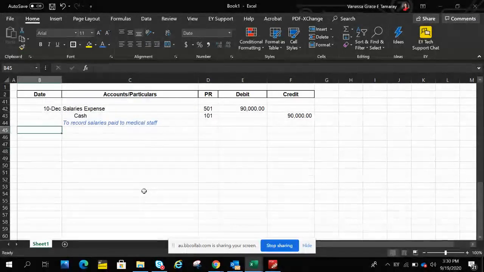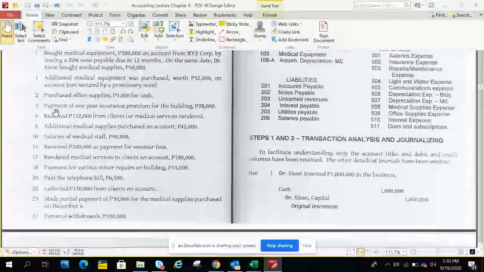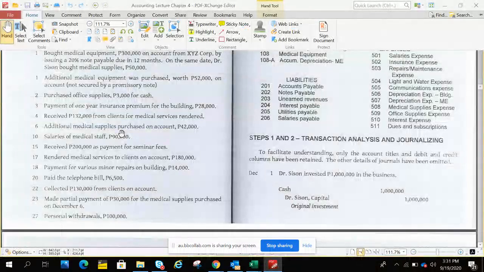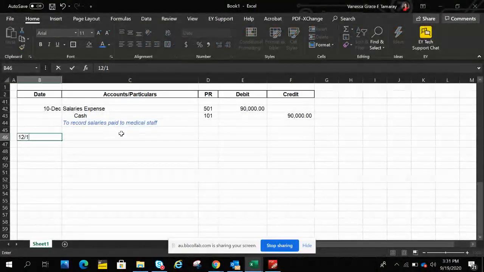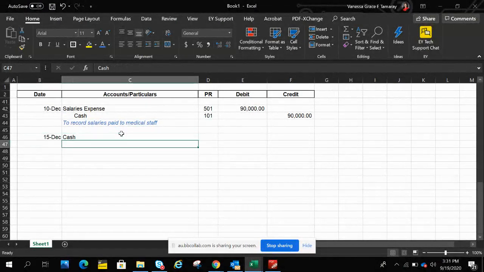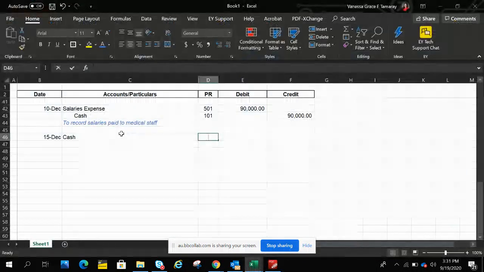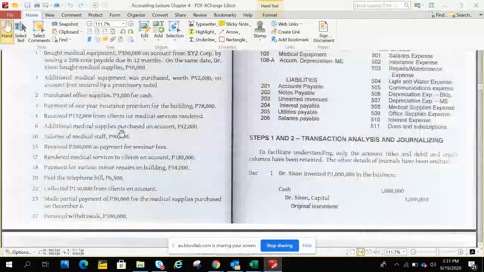Okay, next. Received 200,000 as payment for seminar fees. Nag-render daw tayo ng professional fee. Nag-seminar daw tayo. Naka-receive din tayo ng 200,000. So, ano ba ang ating entry? Siyempre, pag may nakita ka ng received, alam mo na yan. Cash yan. So, debit, cash. Madali lang pag cash lagi, pag received eh. 101, cash, how much? 200,000.